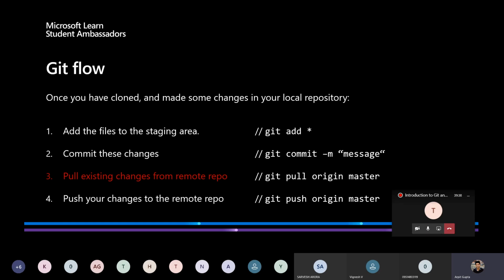So after adding the files, you commit the changes, then you pull existing changes from the remote repository, and then you push the changes by running git pull origin master and git push origin master. Master is basically the default branch which is created by GitHub when you create a repository.